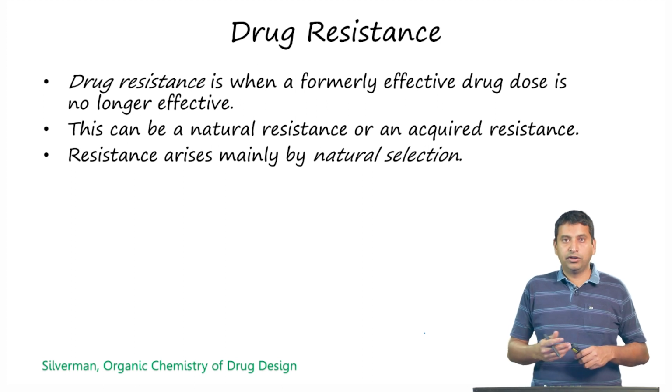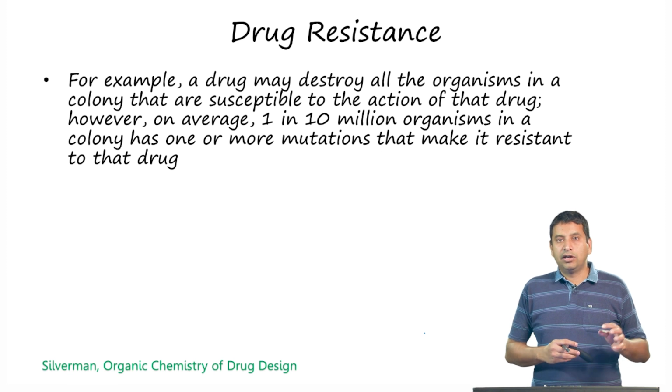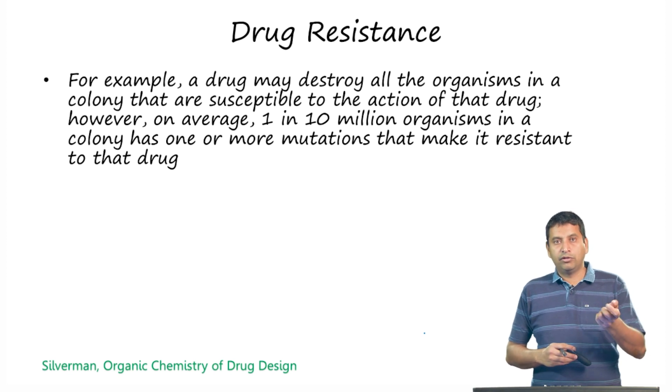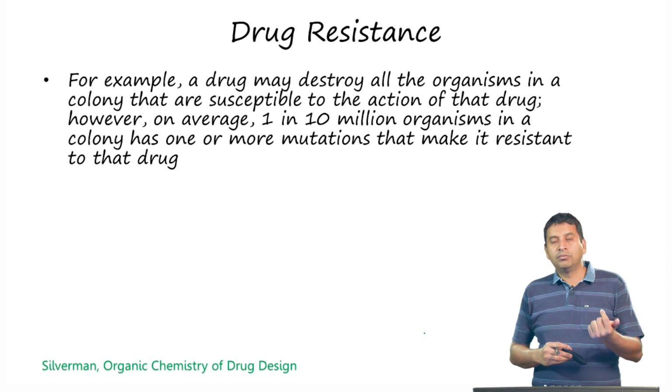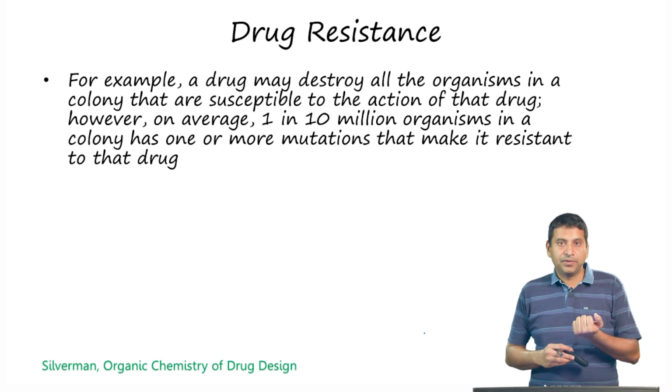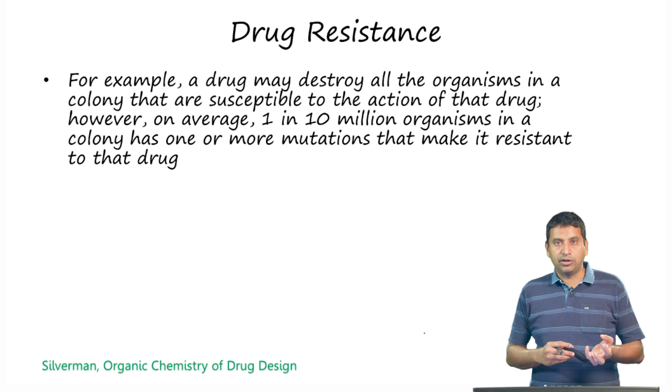So, this could be a natural resistance or an acquired resistance. Resistance mainly arises by natural selection. So, for example, a drug may destroy all the organisms in a colony. So, if you have a bacteria like in 10 million organisms, one organism will survive and the rest of them will die. But that one organism can survive and divide and perhaps grow into a new colony, right. So, that one organism which was naturally resistant to the antibiotic or the drug is what is going to be causing this drug resistance. Okay.